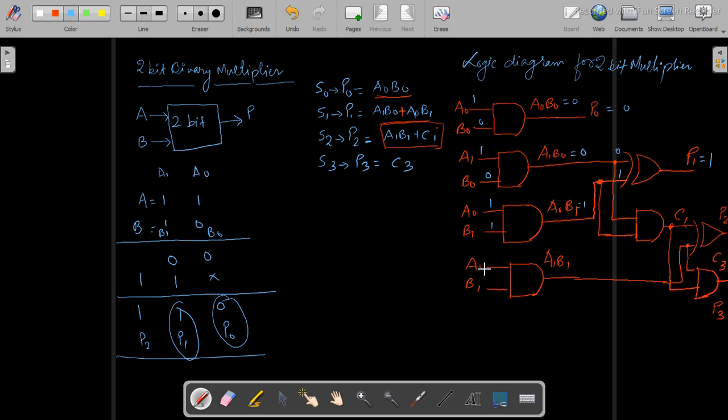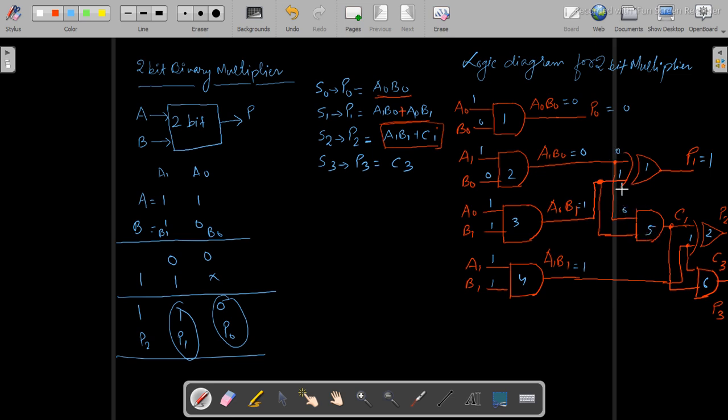For the third stage, if A1 equals 1 and B1 is also equal to 1, the output of the AND gate will be equal to 1. The output of the AND gate equals 1, that output goes to the second XOR gate. This is XOR gate 1, this is the second XOR gate, this is AND gate 1, 2, 3, 4, AND gate 5, AND gate 6. So one input to the second XOR gate is 1, and another input to the second XOR gate is coming from the carry 1, which is the output of the AND gate 5. The output of the AND gate 5 is what?